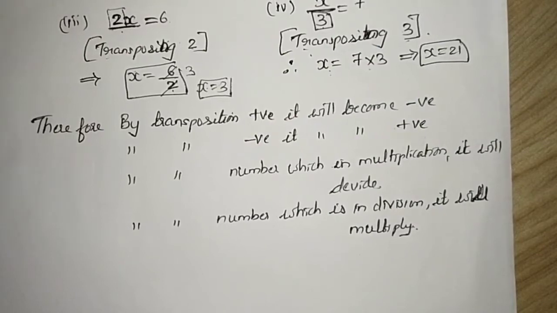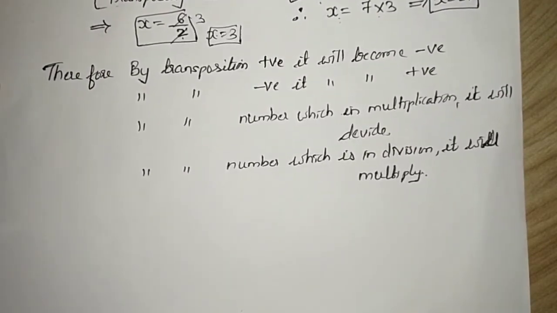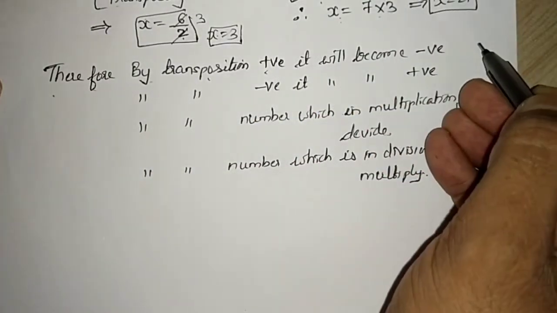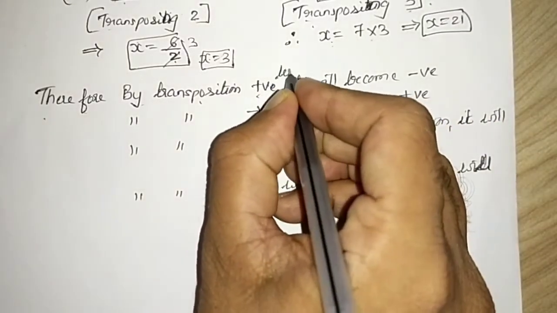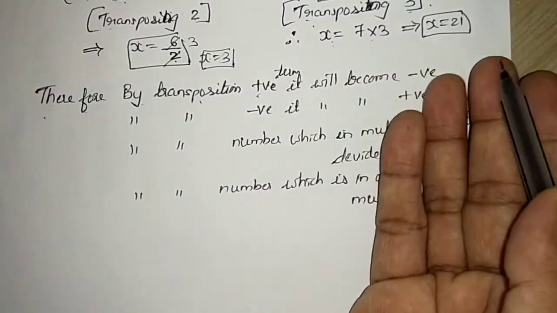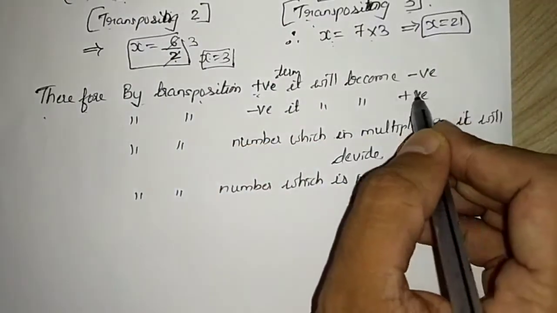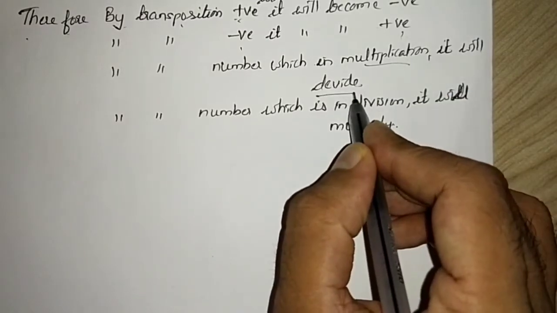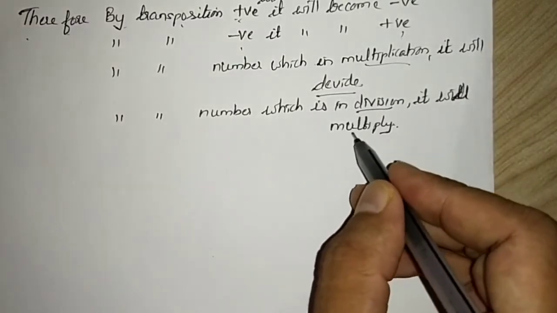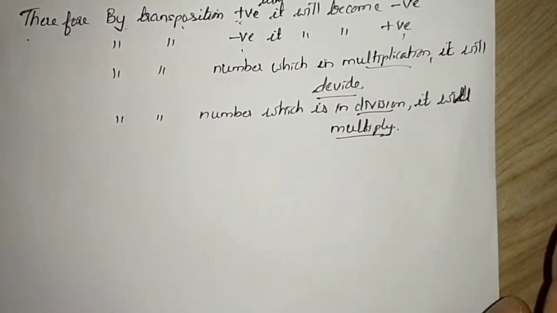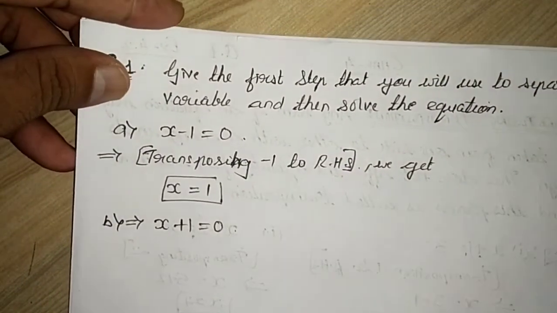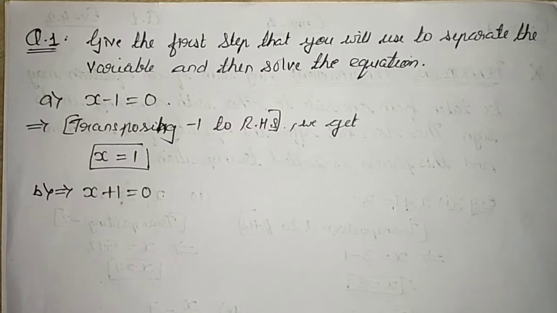So let me remind you what we have done. Therefore we can say that by transposing, positive will become negative. A positive term to the RHS side, or from the RHS side to the LHS side, plus will become minus, minus will become plus. Multiplication will divide if it goes that side, and division will multiply if it goes that side. Okay, so on the basis of this, let us start question number 1 of this exercise. Let me open the textbook also.